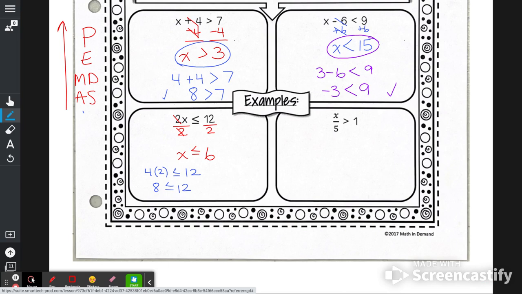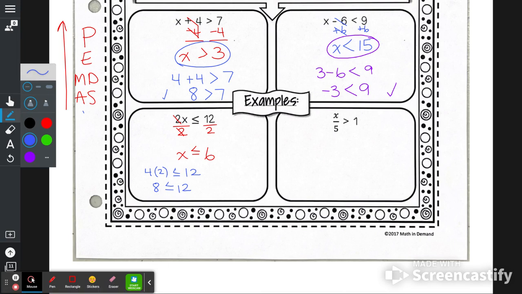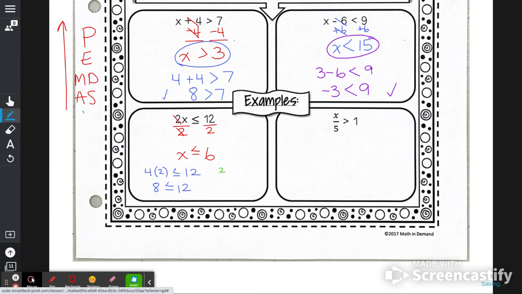Now, what else should I check on this real quick? If it's equal. Yeah. So can I use the number 6? Can I check with the number 6? Yes. So I'm going to go ahead and say 2 times 6, plug 6 in, should be less than or equal to 12. What's 2 times 6? 12. And is 12 less than or equal to 12? Yes. Absolutely. So both of these solutions work, so I know that my statement is correct. Okay?